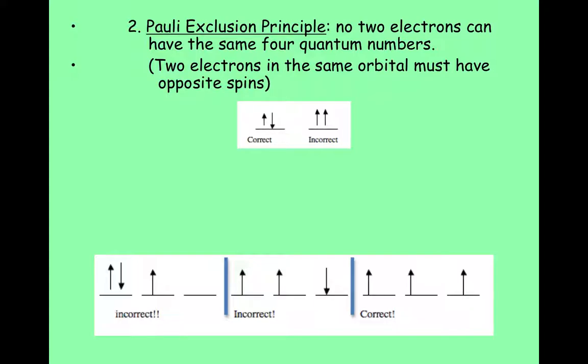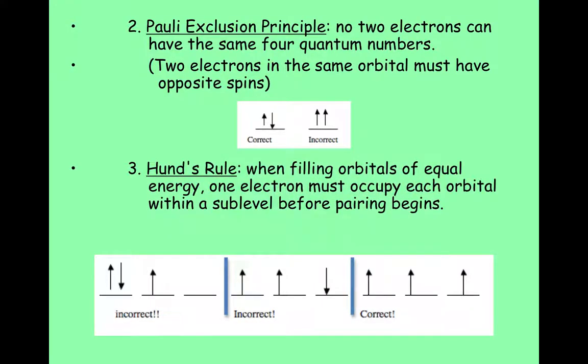And the third and final rule here is Hund's rule, which says when filling orbitals of equal energy, one electron must occupy each orbital within a sublevel before pairing begins. So single electrons must have parallel spins. And you see here 3 different pictures. The left and the middle are incorrect. I'm just going to focus on the right. If you have 3 electrons, one should be in each of the 3 orbitals available. They'll all spin the same direction. We just always call that spin up first, and then we fill in the down spinning electrons.